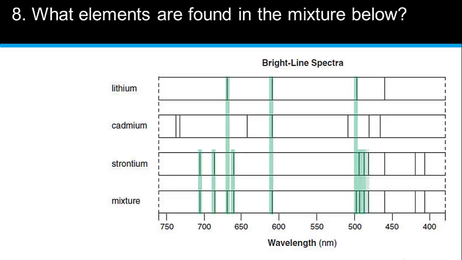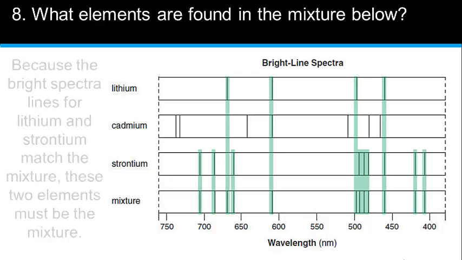So once I do that for every line, I end up with two elements that are completely highlighted. So for lithium, every one of lithium's 4 lines is highlighted. And for strontium, all of those 9 lines are highlighted. Now, a couple of them are sort of highlighted for cadmium, but we see that they're not all highlighted. So this mixture doesn't contain cadmium.